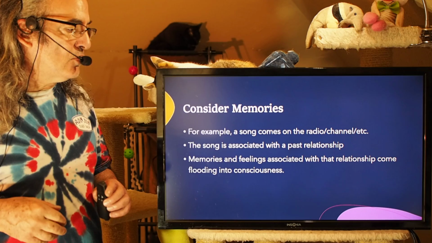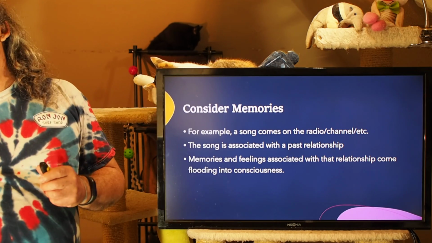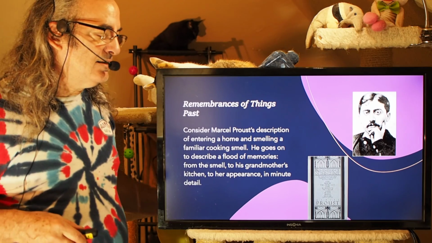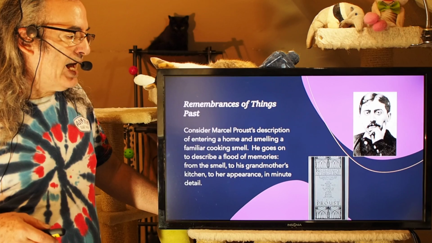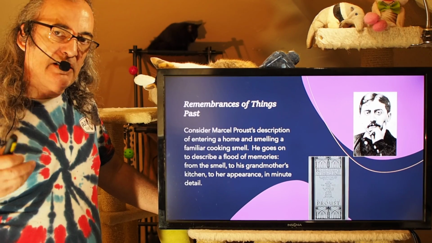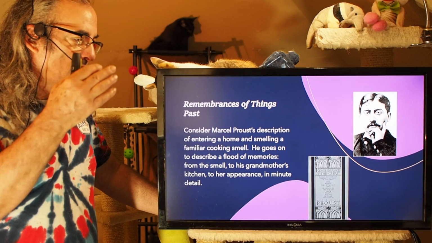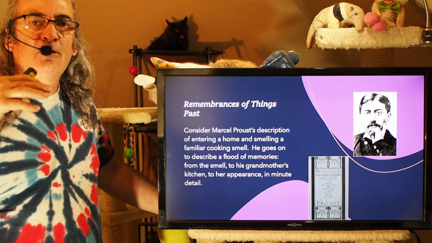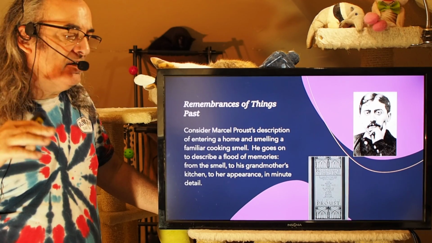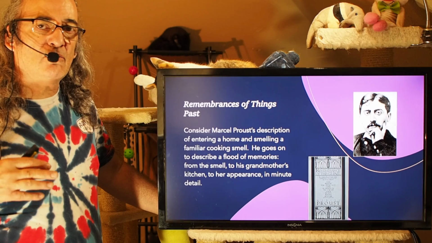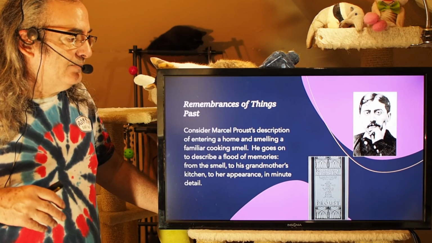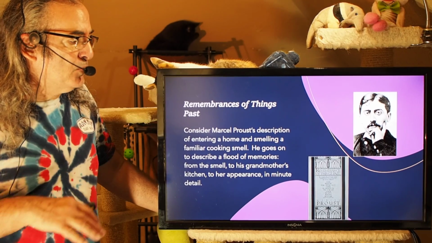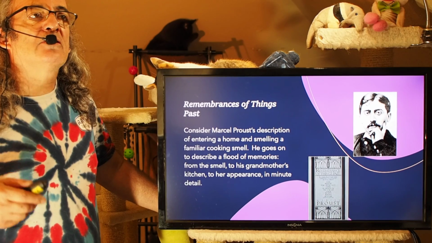Memories and feelings associated with that relationship come flooding back into consciousness. And Marcel Proust told us about this. He wrote this book called Remembrances of Things Past. Proust was writing 100 years ago, but there's a contemporary book that says Proust is a neuroscientist, and there's a lot to that, because Proust was a great student of memory, but he was a literary guy, not a psychologist necessarily.